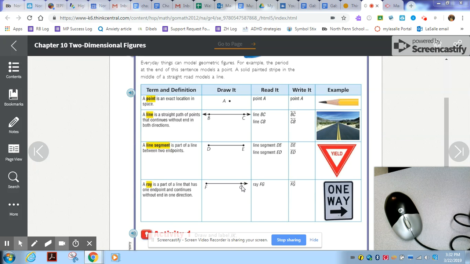And we even did a little bit of this last year when we walked around the hallway and you all were finding right angles and straight lines and parallel lines. So if you can remember, I think we did that a couple of times actually.